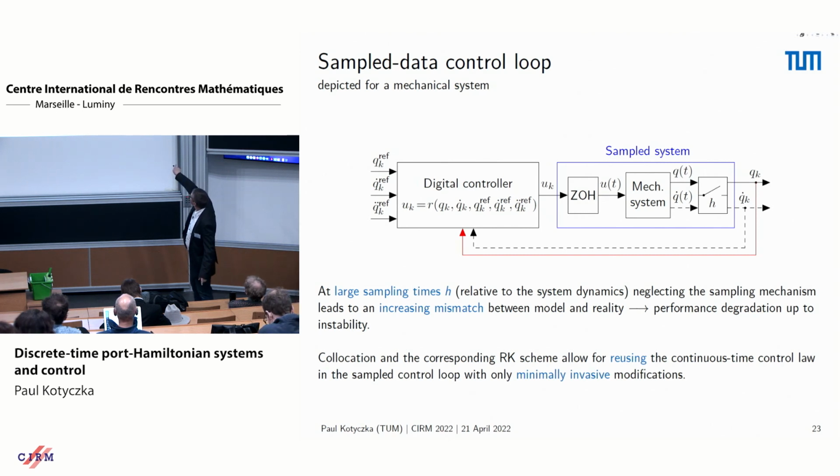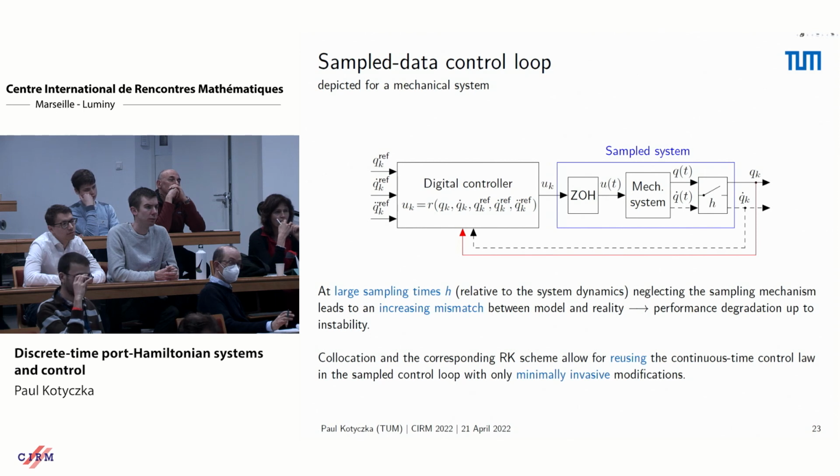In mechanical systems, it is simple to get the positions. We somehow have to reconstruct the velocity. And the larger the sampling time is, the larger is the mismatch between the control model if we neglect the sampling mechanism and if we do what is frequently done, which is the emulation controller or quasi-continuous implementation.